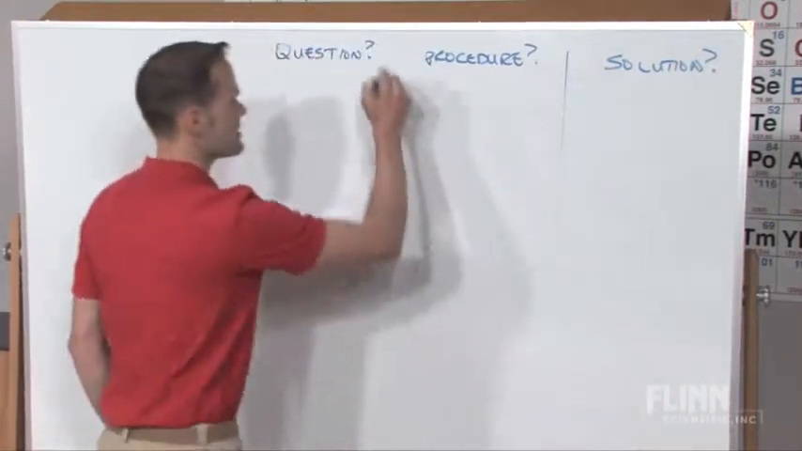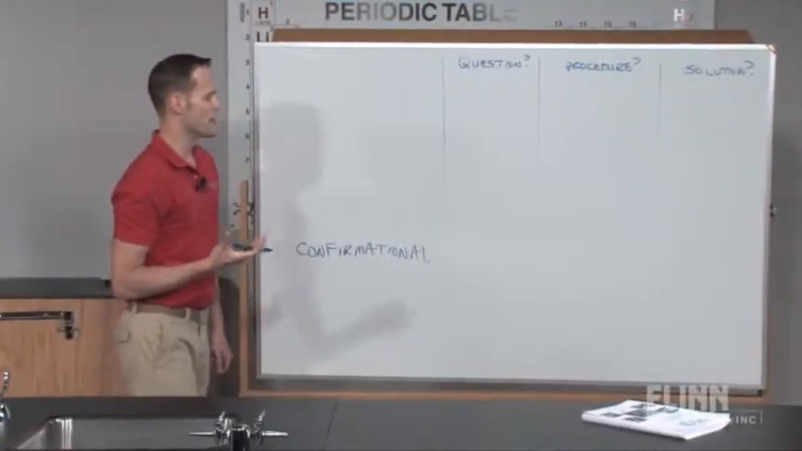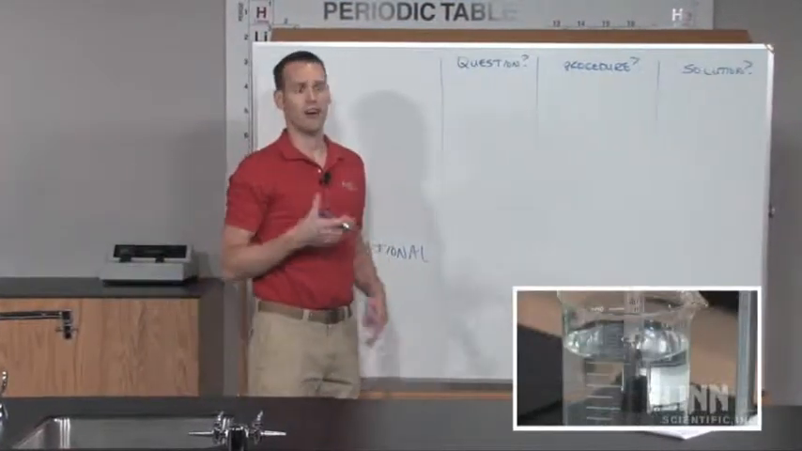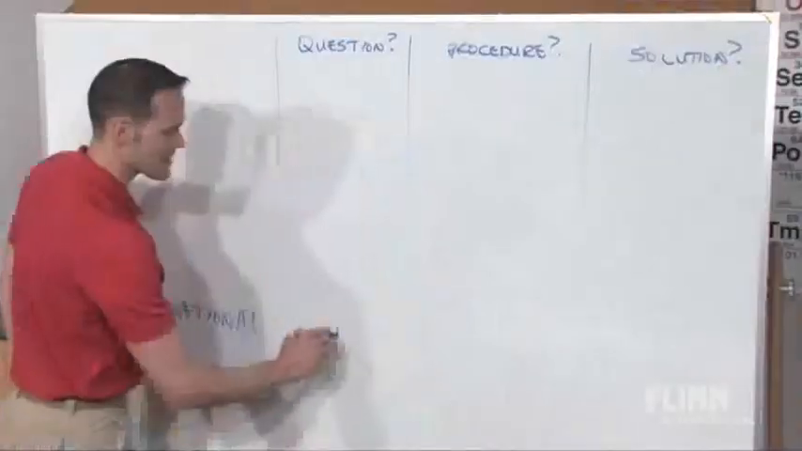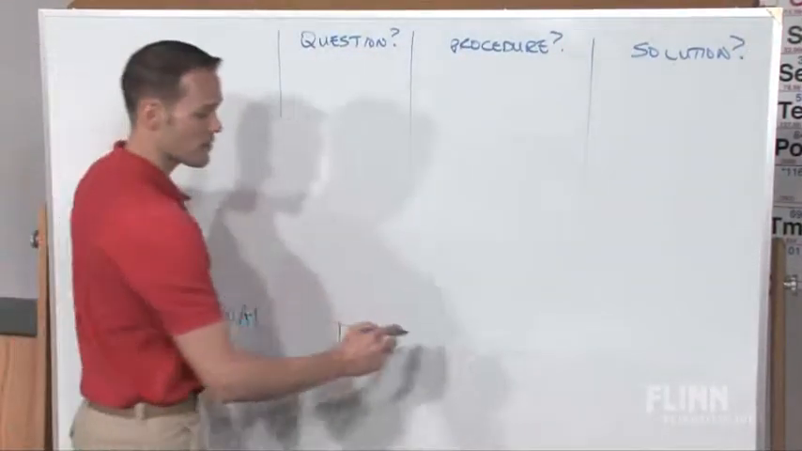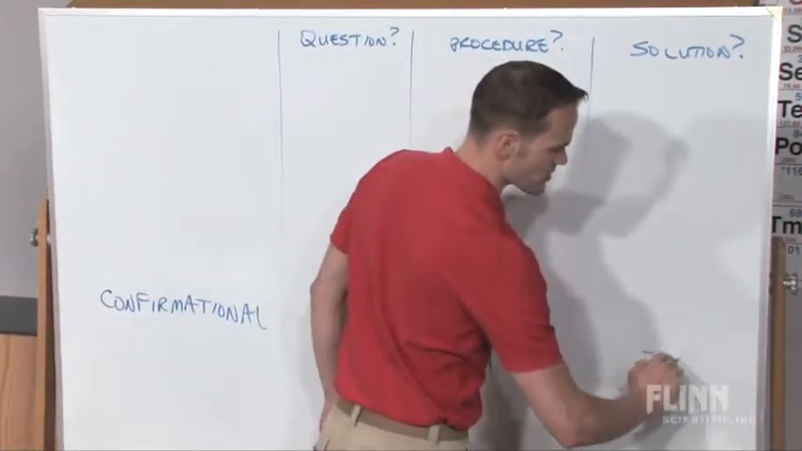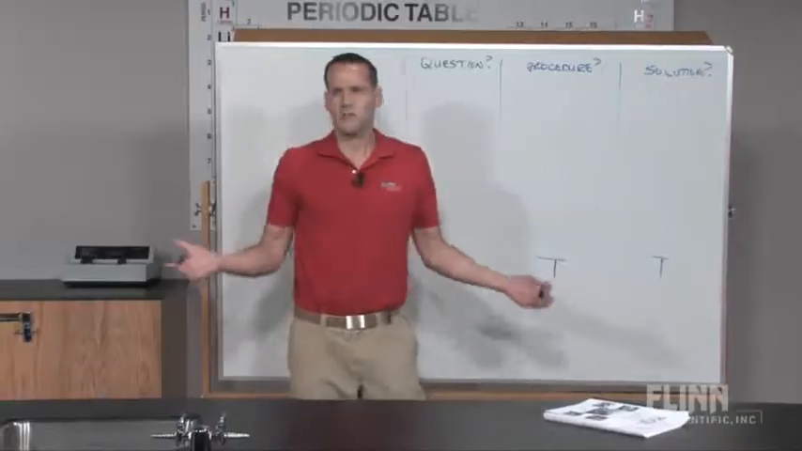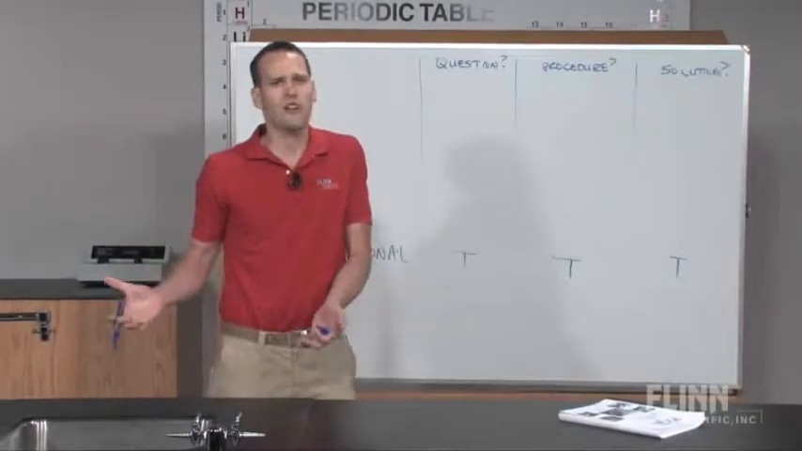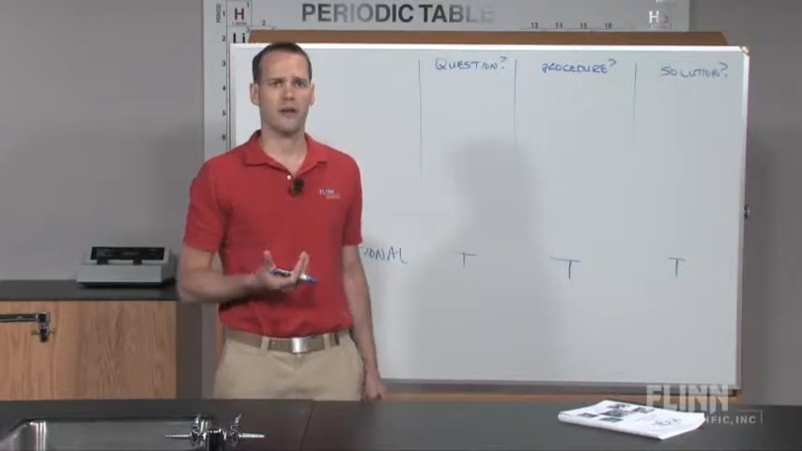And if we look at these as the main features, when we look at a confirmation lab, when we did the determination of R, I gave my students the question. So as a teacher, I told them what the question was: find R. I gave them the procedure in excruciating detail, and then the solution comes forward mostly from the teacher. The students already knew the answer to the question. They already knew what the value of R was. They were just trying to see if they could actually re-verify that experimentally.